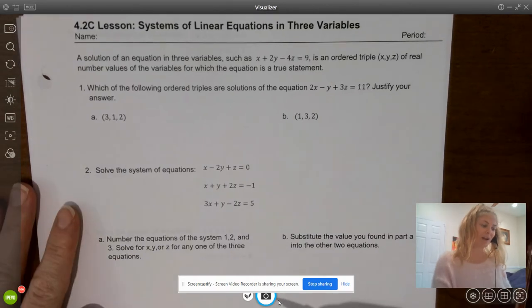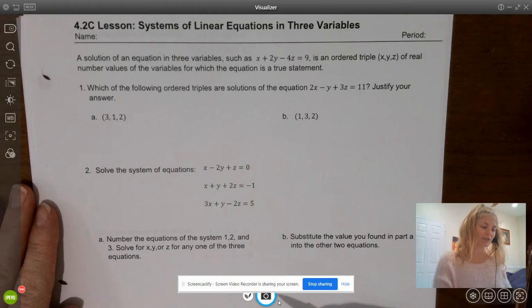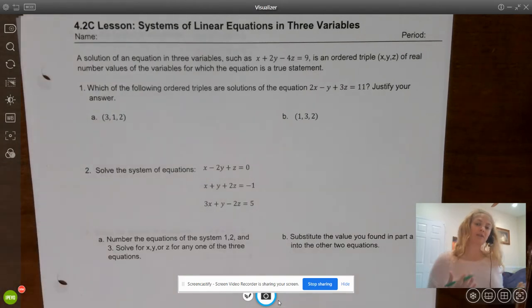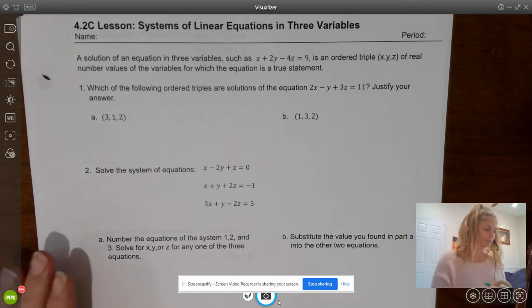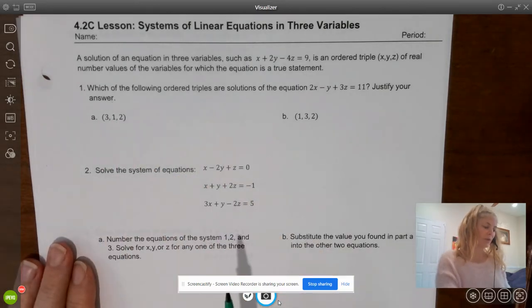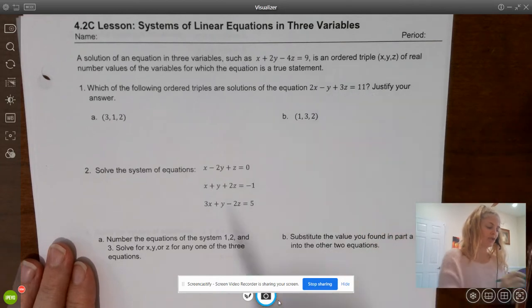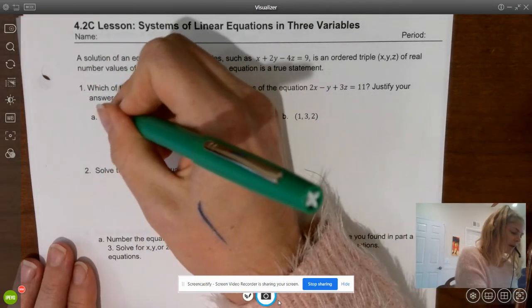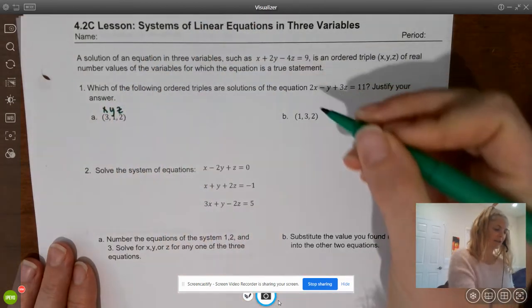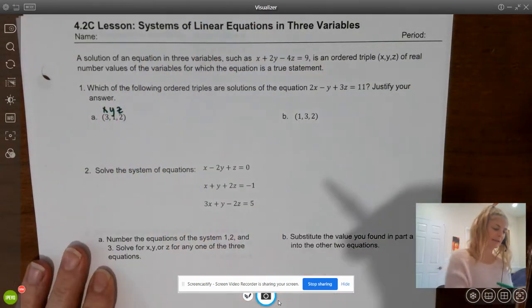A solution of an equation in three variables, such as x plus 2y minus 4z equals 9, is an ordered triple x, y, z of real number values of the variables for which the equation is a true statement. So our definition of a solution is still the same. It's still the values for the variables that, when substituted in, make the statement true. Number 1: which of the following ordered triples are solutions to the equation 2x minus y plus 3z equals 11? Justify your answer. Remember, an answer is a solution if, when substituted in, it makes the statement true.